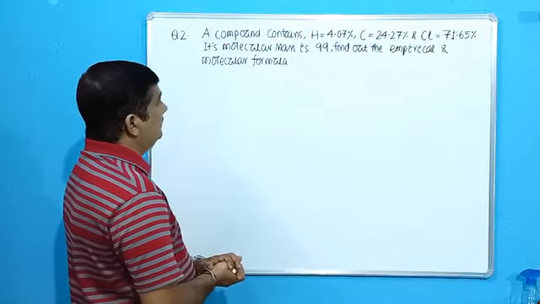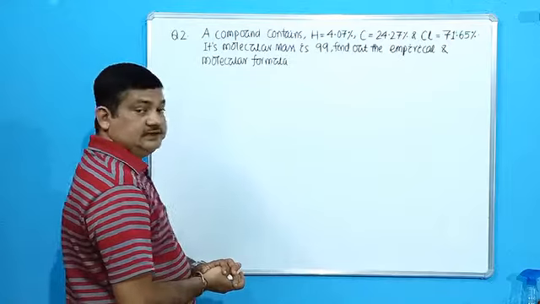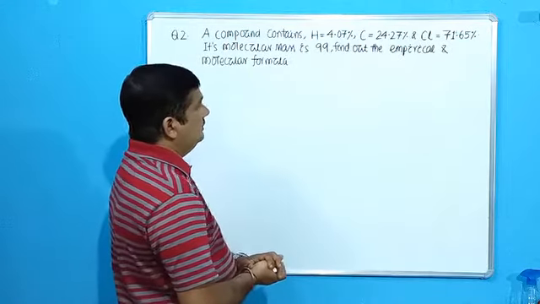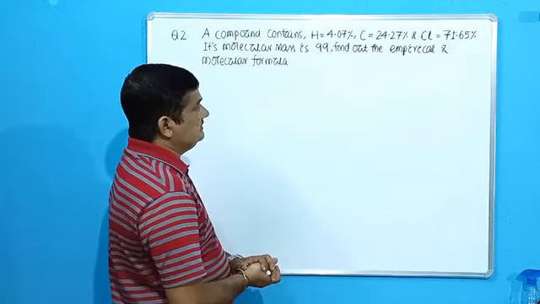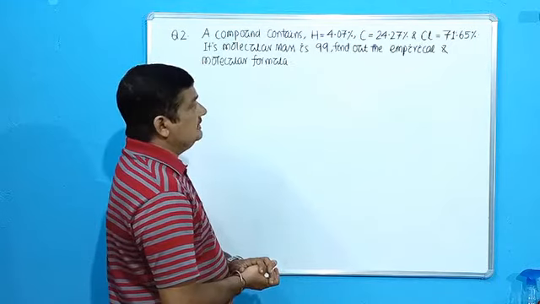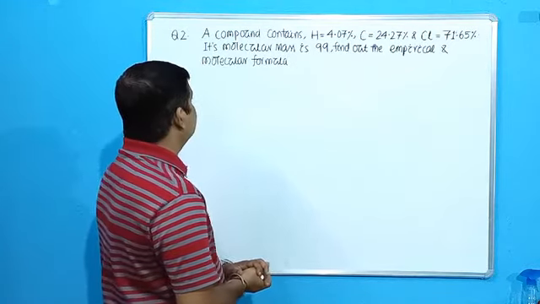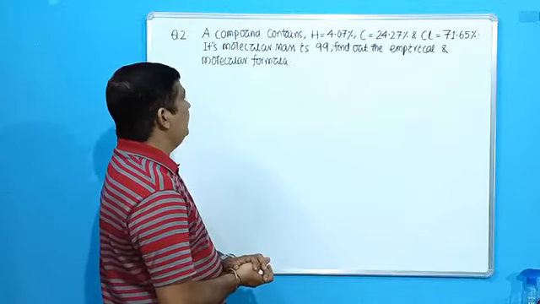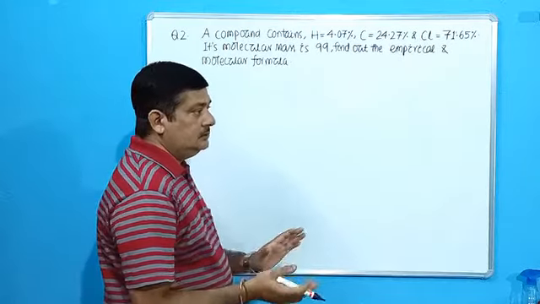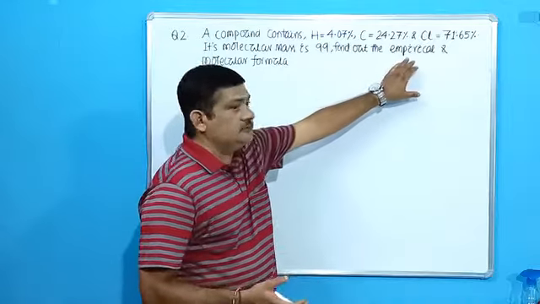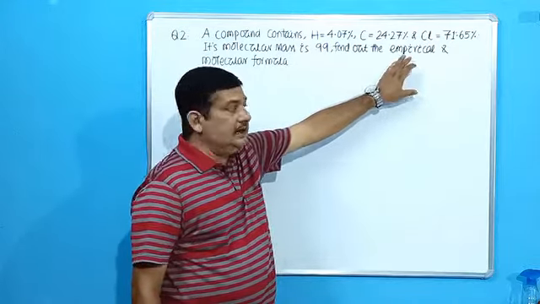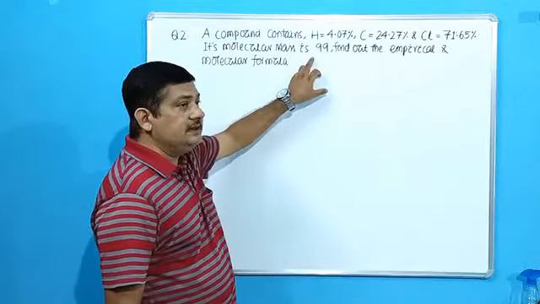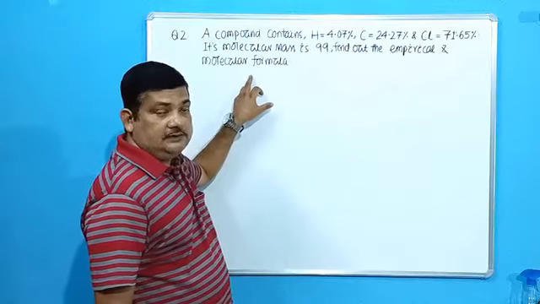This is question number 2. A compound contains hydrogen 4.07%, carbon 24.27% and Cl means chlorine 71.65%. Its molecular mass is 99. Find out the empirical and molecular formula. So two questions have been asked. First, we have to find out the empirical formula. Then molecular mass is given, that means we can also find out the molecular formula.